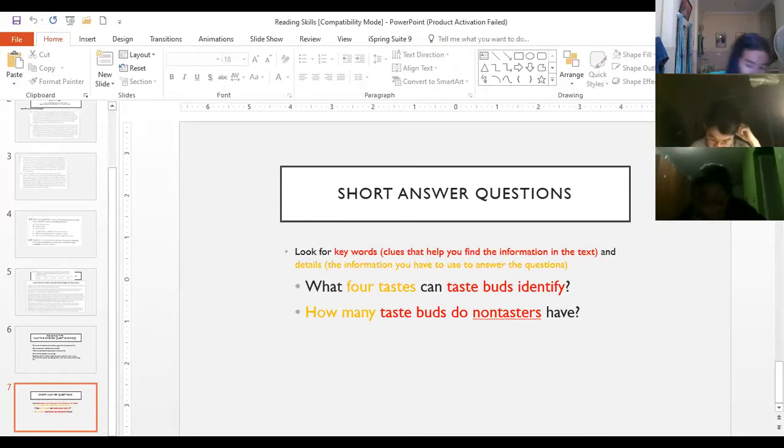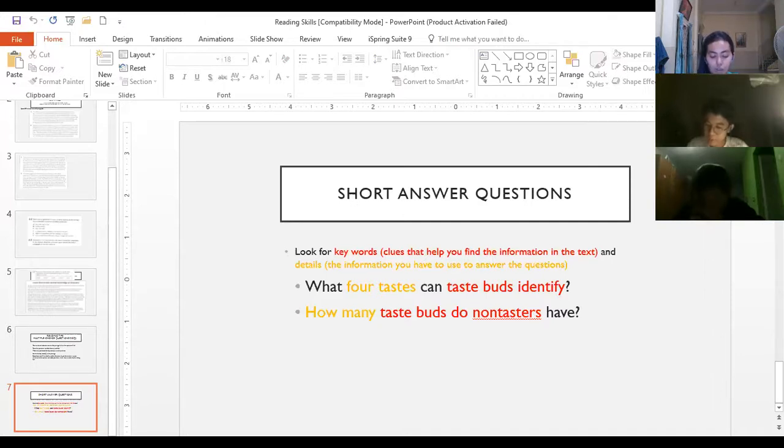Number 3, 4, 5 is more challenging because I'll ask keywords and details. Number 3, what are the keywords and what details? Who is more likely to be a super taster, a woman from Italy or a woman from Korea? So which one? Korea. Keywords: women, super taster. And the detail you have to find is from what country? And the answer is Korea. And what paragraph gives you the answer? Number 3. Thank you.